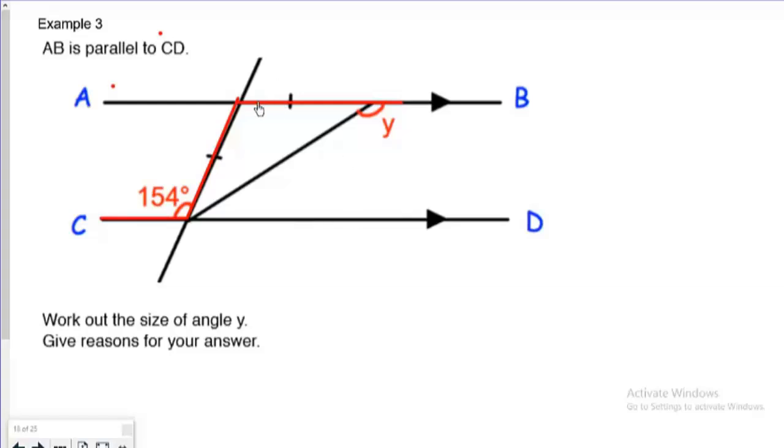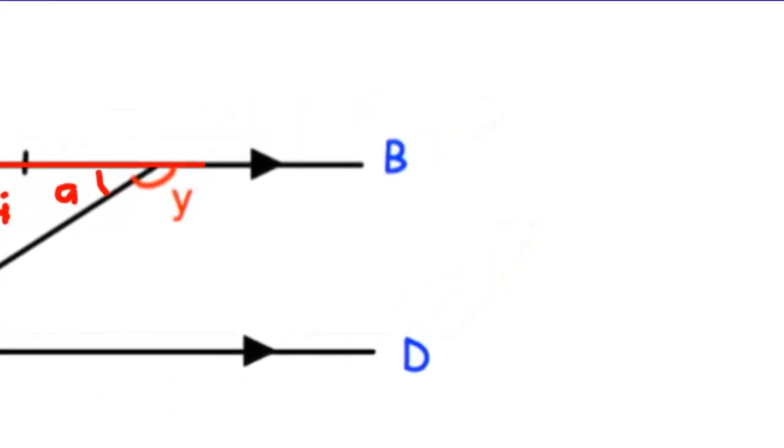Then this angle and this angle are alternate. So this will be 154 degrees. It's 154 degrees. Now, if this is 154 degrees, then we have this angle and this angle equal. They are equal. So if this is A, this is also A.